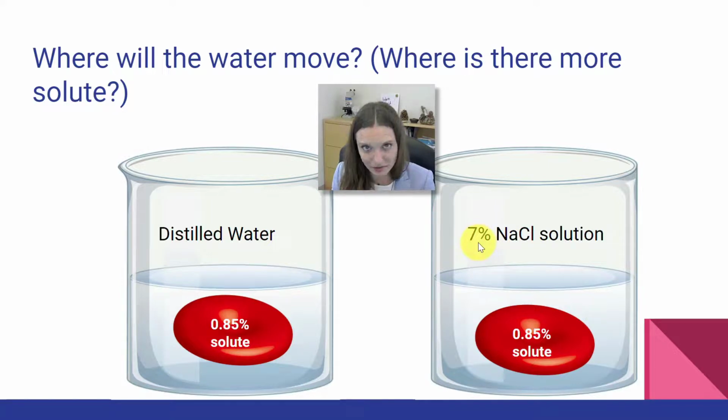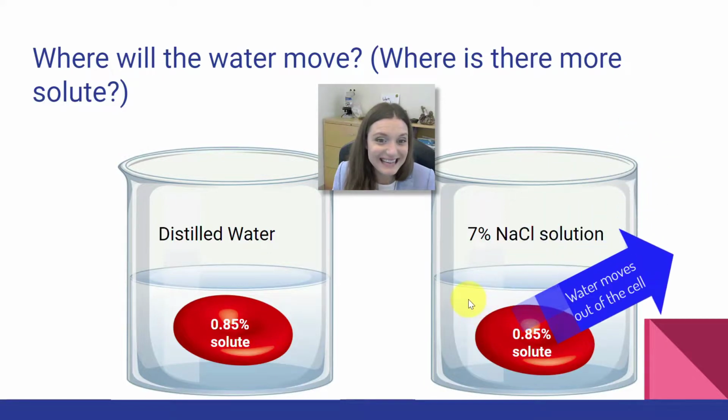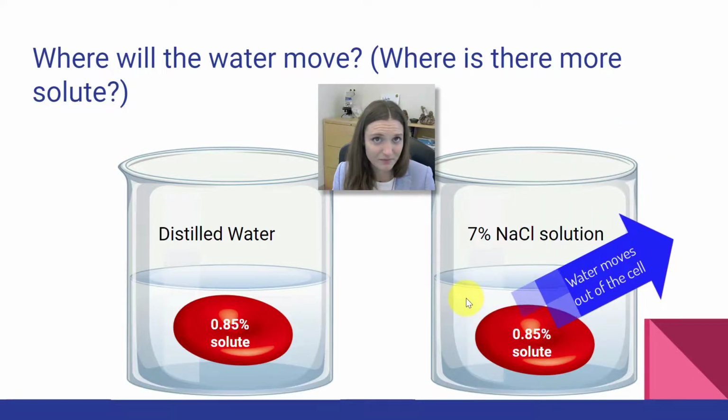Where is there more solute? In the water, in the solution the cell is in, or inside the cell? 0.85% compared to 7%, which one's larger? 7%, right? So water will move to the area of higher solute concentration. Water will move to the hypertonic environment. So water will move from the cell into the solution. So we have placed our cell in a hypertonic solution. So this solution here has a higher solute concentration than our cell. So we say that this solution is hypertonic.